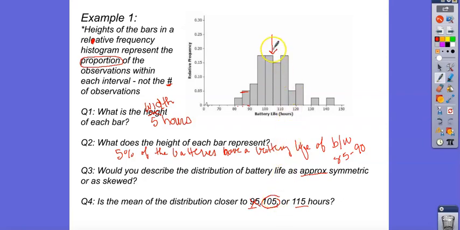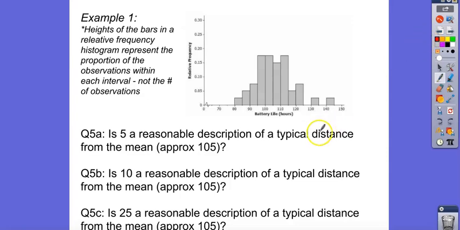Okay, it's about in the center. If you want to describe the distribution as approximately symmetrical or skewed, here's my mean. Here's one side, here's the other side. It's not perfect, but it's pretty much a mound. You don't have one big tail going off to one side or the other. So I would say, yes, I think that's reasonable. Again, I'm really interested in whether you can interpret the data and give me some approximations. Okay, let's go over some of the other questions they'll ask you when you're looking at this.